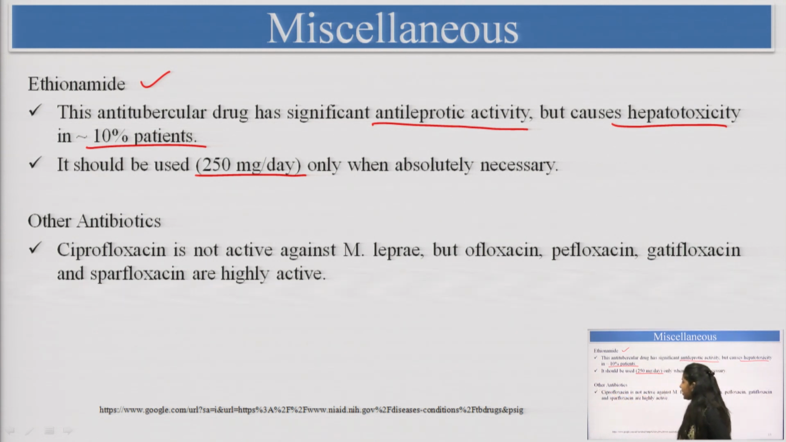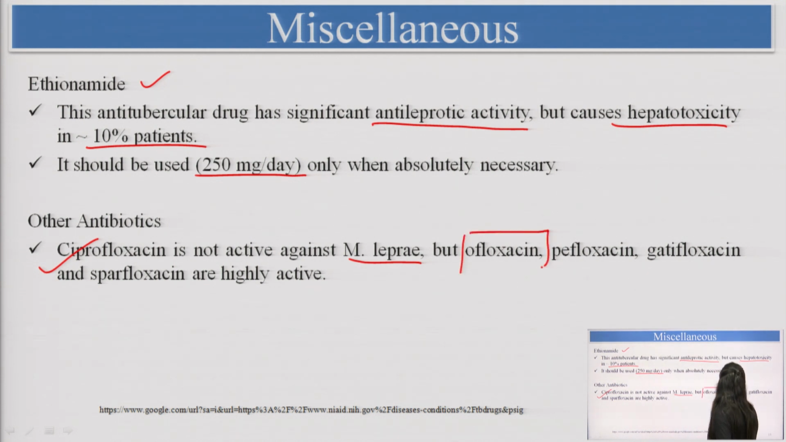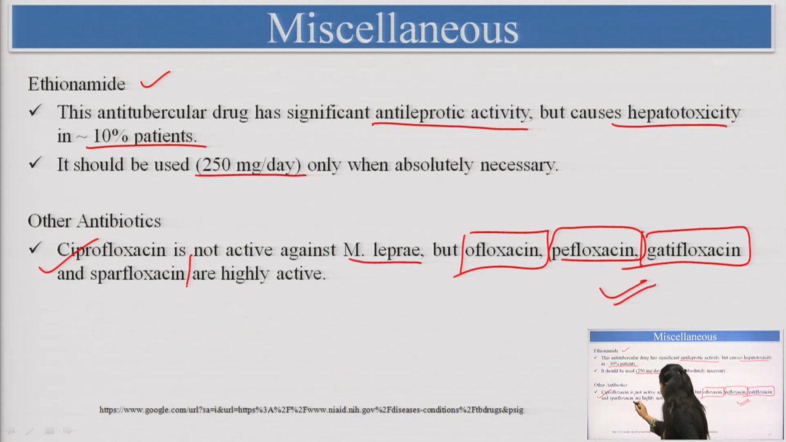What are the other antibiotics, apart from the anti-tubercular drugs, according to clinical trials? Ciprofloxacin is not active against Mycobacterium leprae, but its congeners ofloxacin, pefloxacin, gatifloxacin, or sparfloxacin are effective against this bacteria, and they are preferred in leprosy treatment whenever the previous drugs, the anti-tubercular drugs or the sulfone and phenazine derivative drugs, are not effective.